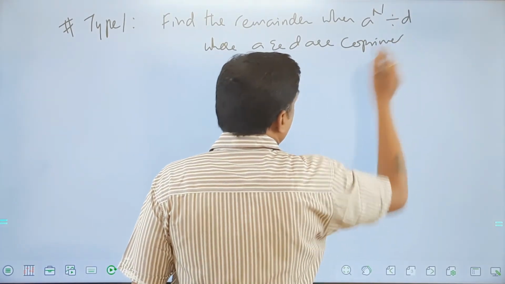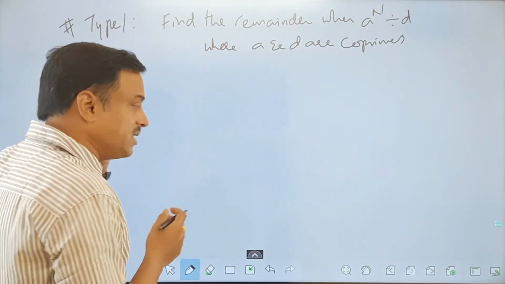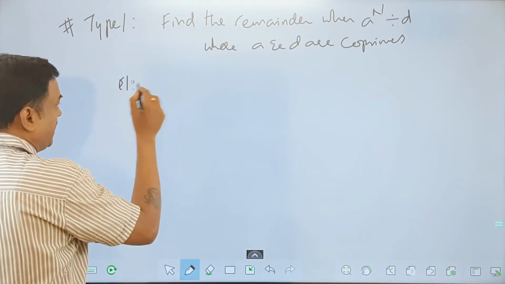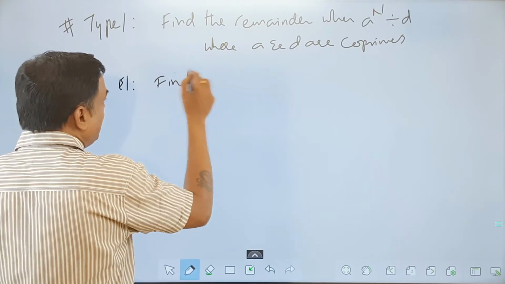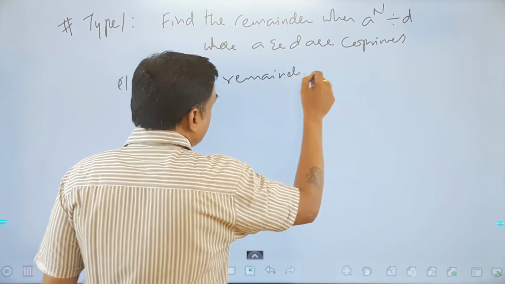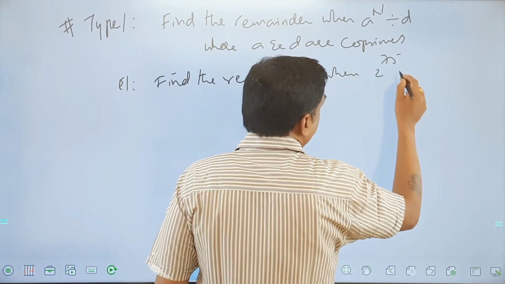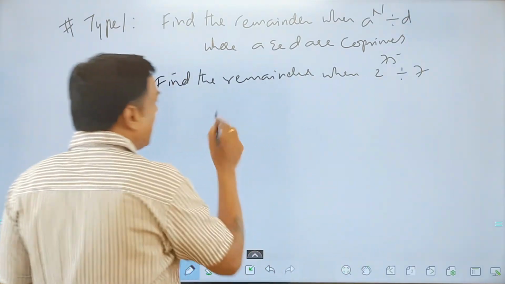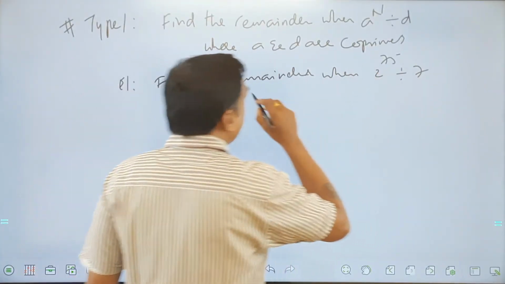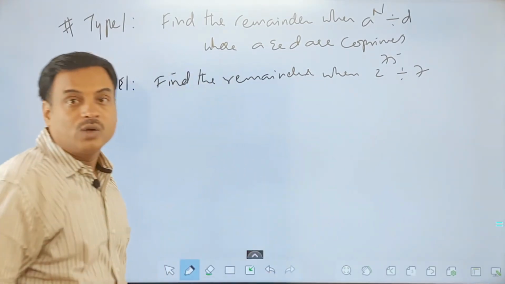Where a and d are co-primes here. Okay, so if you observe this question, let us see some example. Example 1, friends. My question is find the remainder when 2 to the power of 75 is divided by 7, and you can also see this a and d have to be co-primes. So here 2 and 7 are co-primes.